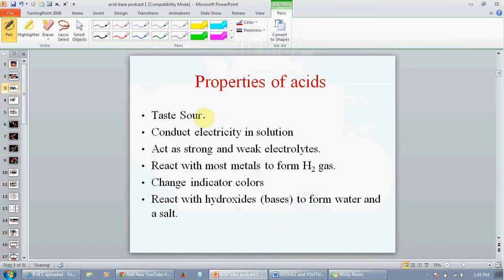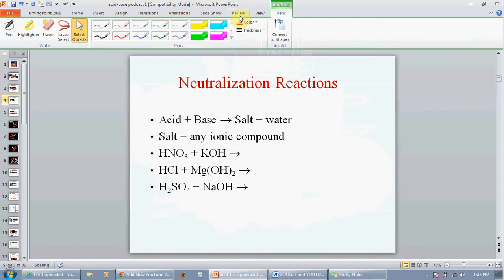The properties that we're looking at for acids, and these are pretty basic that you learned even in the 11th grade. They taste sour. They conduct electricity, meaning they're electrolytes. They're either strong or weak electrolytes, depending on the percent that they ionize. They react with most metals to form hydrogen gas. They change indicator colors, and they react with bases to form water and salts.